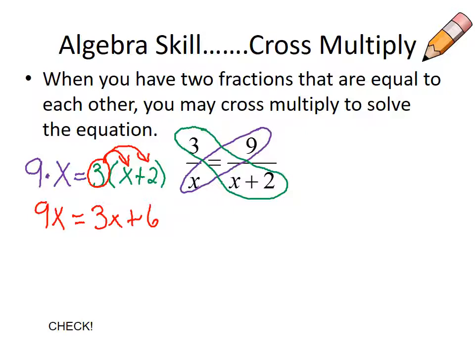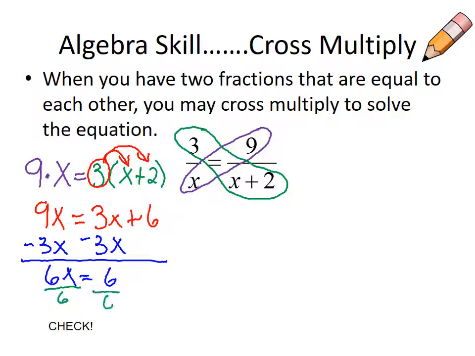So in order to do that, I'm going to subtract 3x. I'm going to get 6x equals 6. To finish this off, all I have to do is divide by 6. And x equals 1.